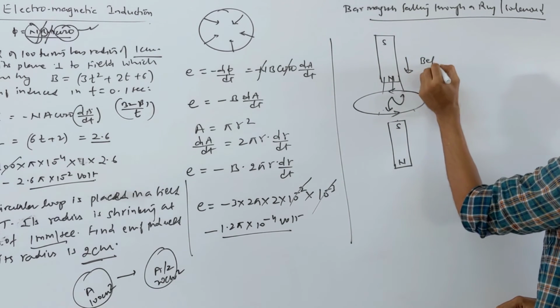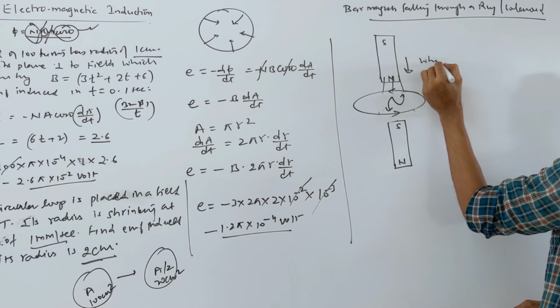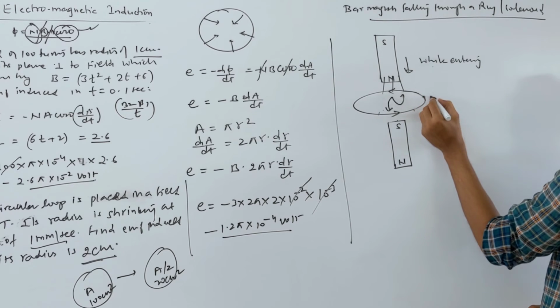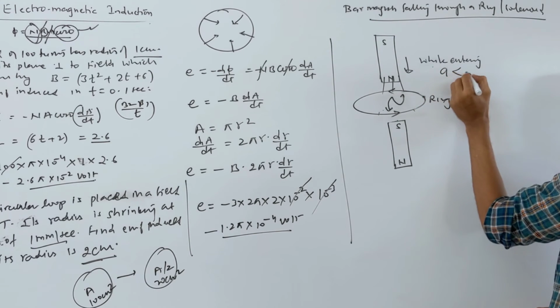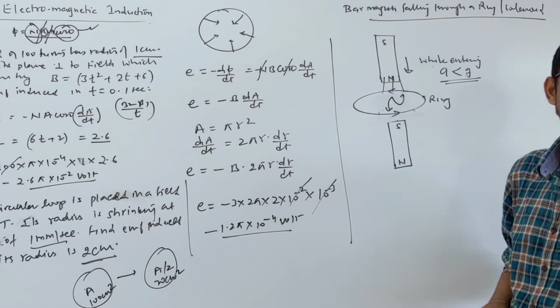This is before entering. While entering into the ring, what happens? Acceleration will be less than g. Acceleration is reduced because a similar pole is there, so repulsion will happen.